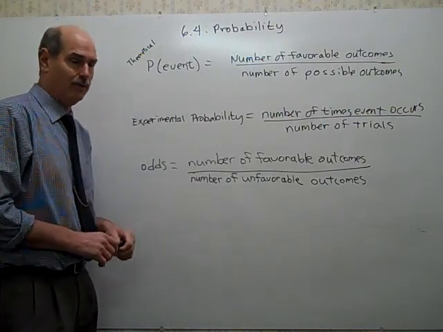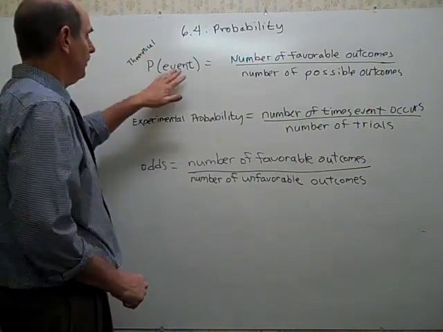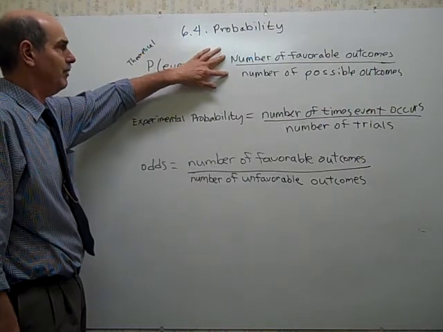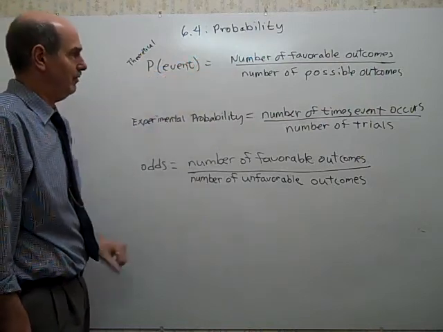So a couple of definitions I want you to look at, and then I may clear part of this space off to do a couple of problems. Probability is typically defined as the number of favorable outcomes, which is the number of ways you hope something will happen, compared to the number of possible outcomes.